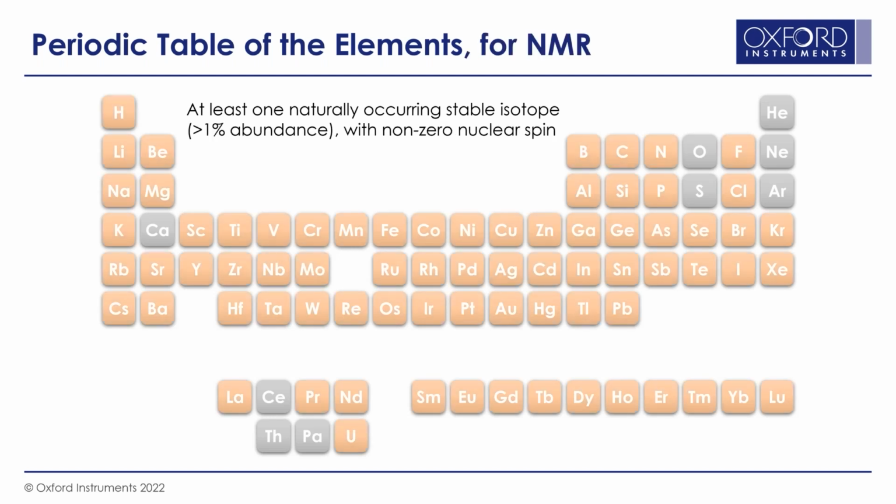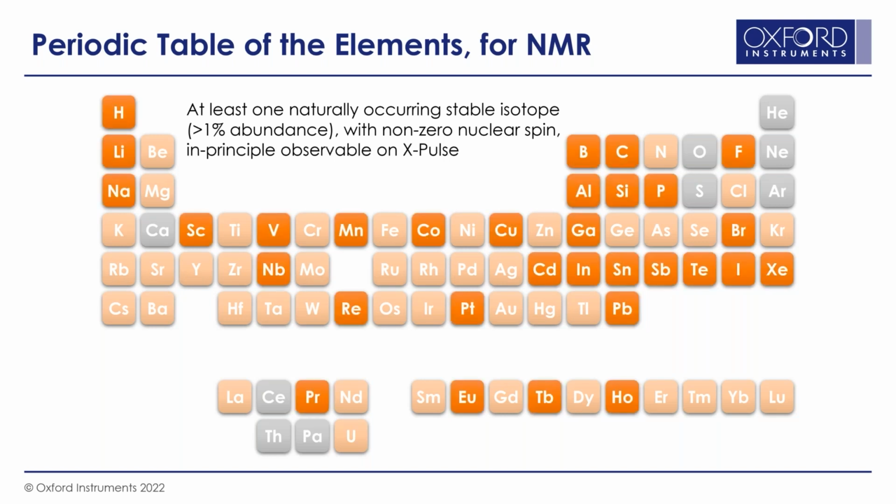The next consideration is which elements have sufficiently abundant isotopes with non-zero nuclear spin, which, in principle, can be observed by NMR. In fact, all but a handful of these elements have at least one such isotope. This gives us 73 elements which, in principle, may be observed by NMR. Now, the choice of hardware comes into play.